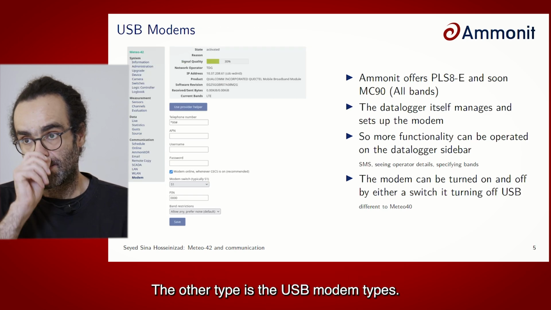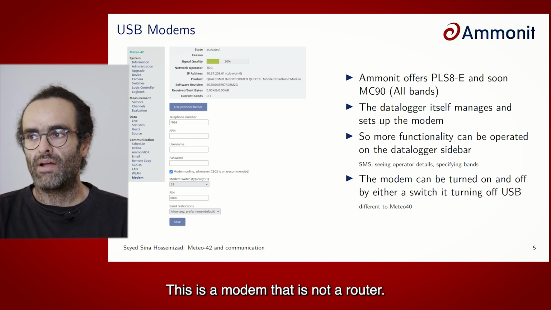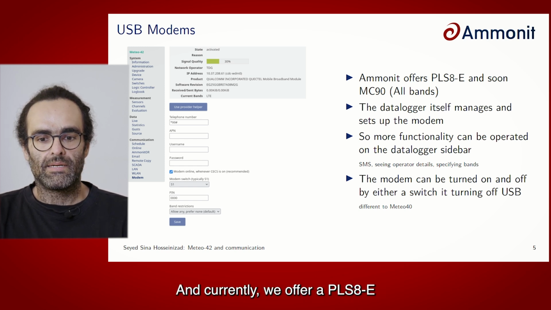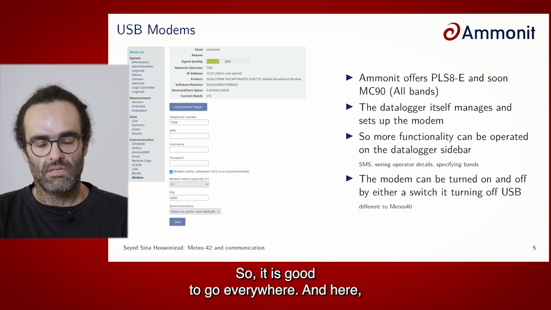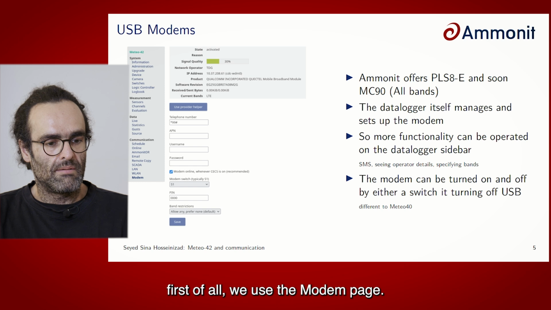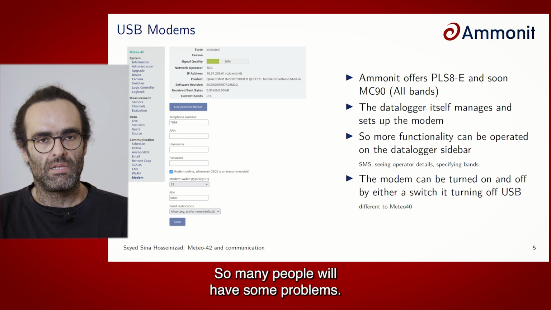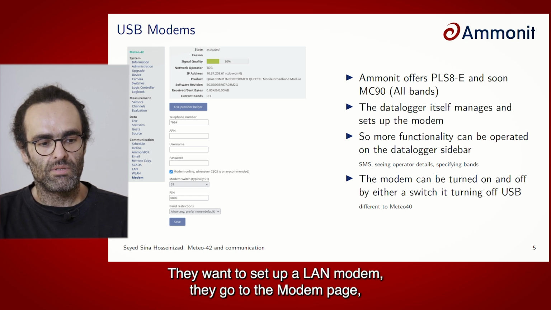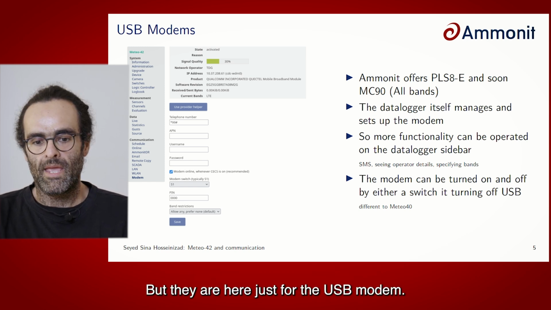The other type is the USB modem types. This is a modem that is not a router, it's actually a modem. And currently we offer PLS-8E and soon MC90, which covers all the bands, so it's good to go everywhere. And here, first of all, we use the modem page. The modem page of the loco is actually the USB modem page. So many people have some problems. They want to set up a LAN modem, they go to the modem page. They are kind of right, but yeah, here just for the USB modem.